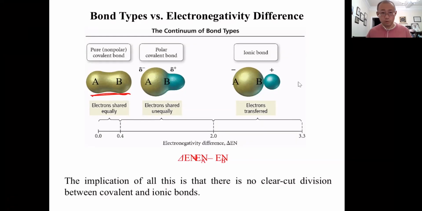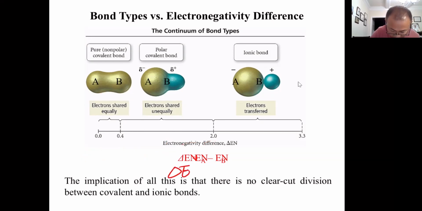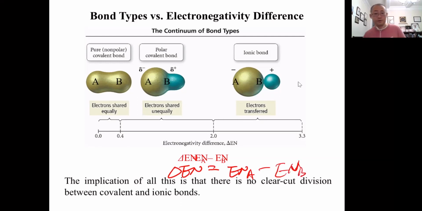And the difference, delta EN here, is the electron activity of A minus the electron activity of B. Delta EN equals the electron activity of A minus the electron activity of B. So the difference is small, between 0 and 0.4. If that's the case, the bond is called a nonpolar covalent bond.